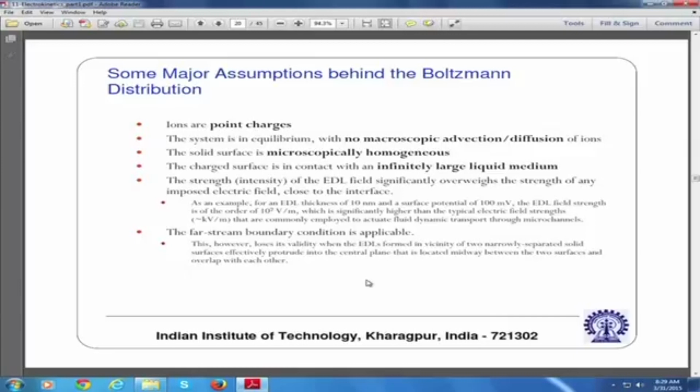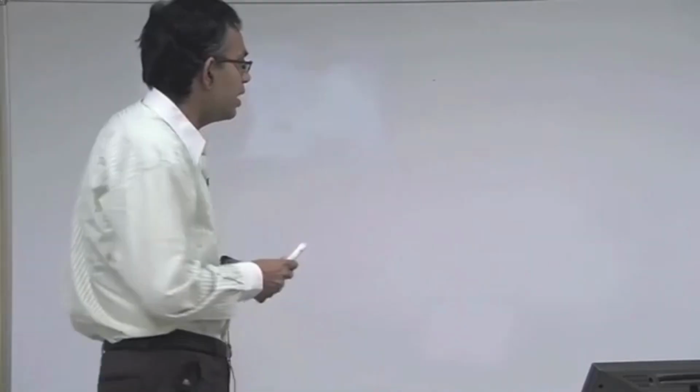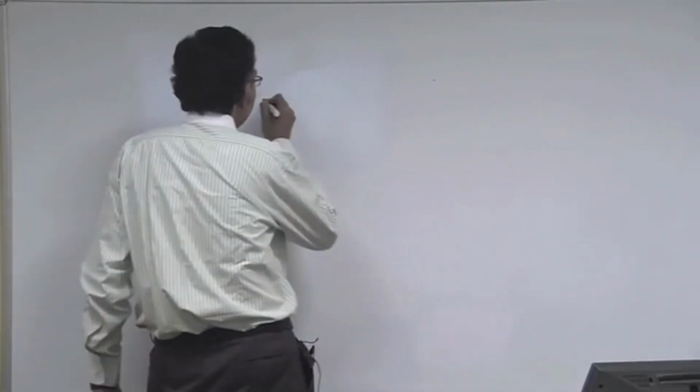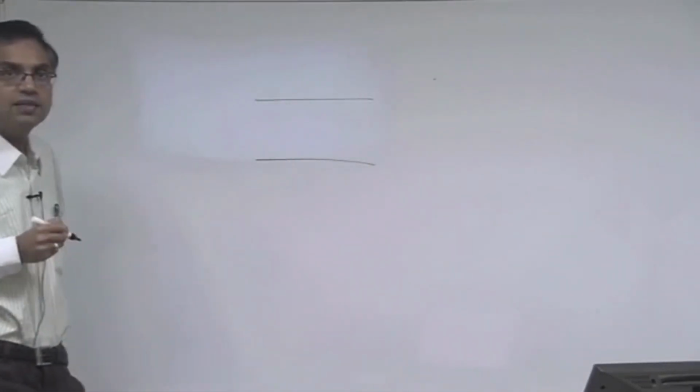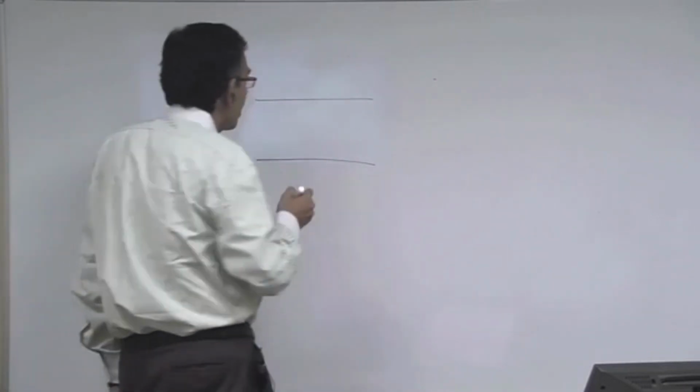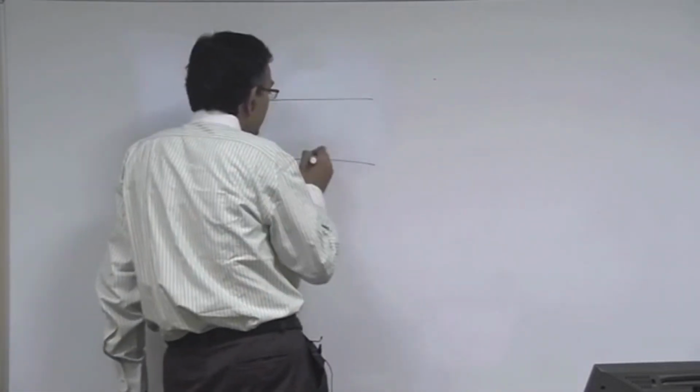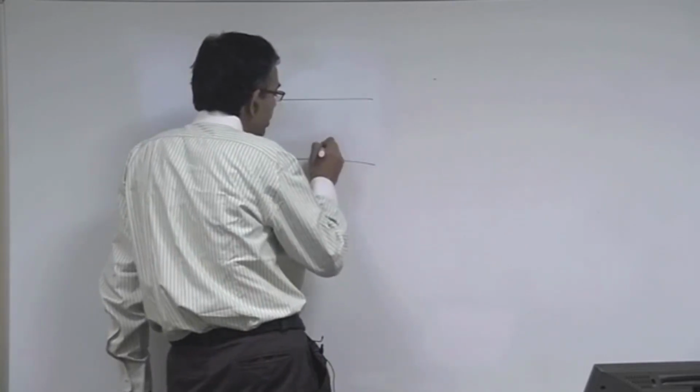Next point, very important: when we considered the Boltzmann distribution, we considered the electrical double layer field, that is the electric field within the electrical double layer because of the electrical double layer phenomenon. However, you may also apply an external field. Let me give you an example by drawing a schematic on the board. Let us say that you have a channel like this. Now within the electrical double layer you have a potential field which is psi.